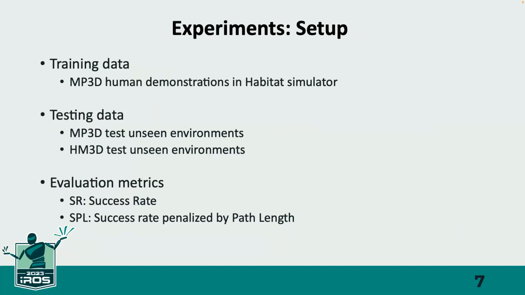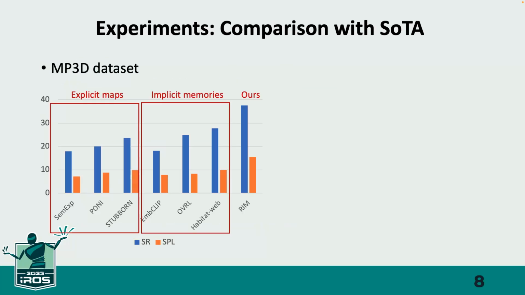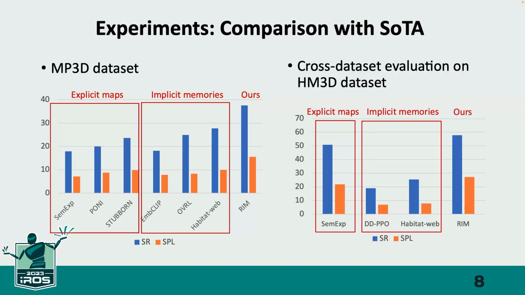We use MP3D human demonstrations in Habitat Simulator to train the model and test it in 2 types of unseen environments. The main evaluation metrics include the success rate (SR) and SPL, success rate penalized by path length, to consider the navigation efficiency. In the MP3D dataset, our model significantly outperforms the previous explicit maps and also implicit memories. And on the cross-data evaluation on the HM3D dataset, our model also generalizes better.